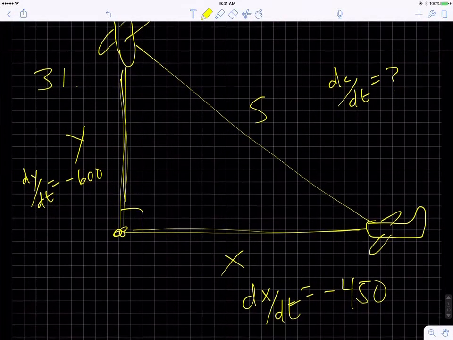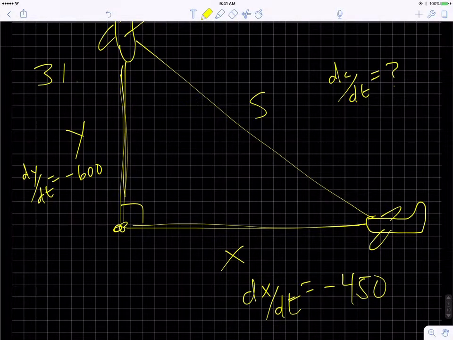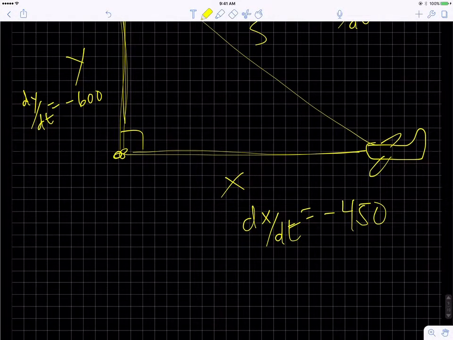It says that the one here that's traveling horizontally along x is traveling at a rate of 450 miles per hour. The one that's moving in the y direction is moving at 600 miles per hour. So those are rates, those speeds. So that's dx dt and dy dt respectively. They want to know at what rate the distance between them is shrinking. So they want to know ds dt. As these planes move, all three sides are variables.